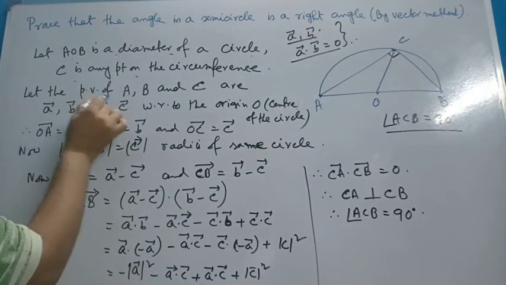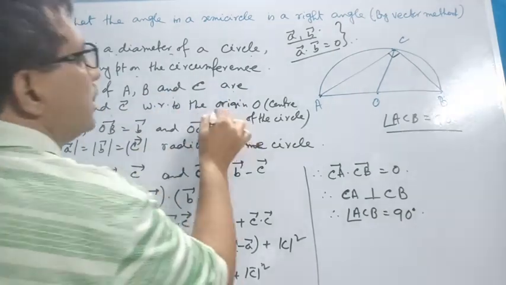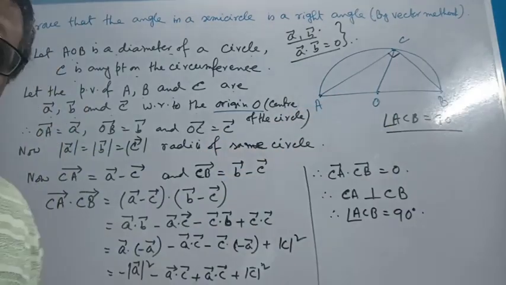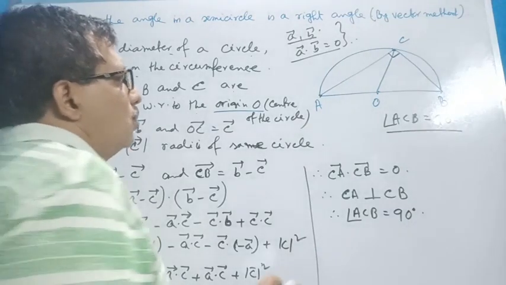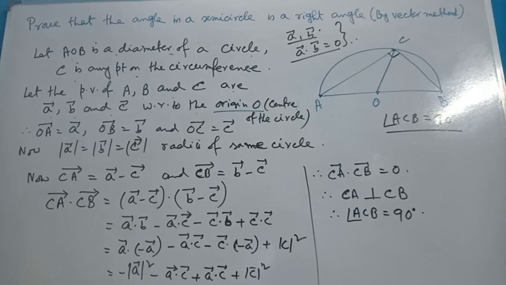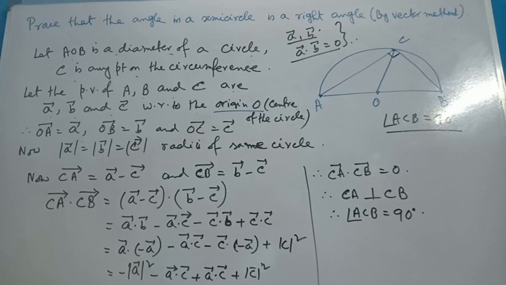Next, let the position vectors of A, B and C be a, b and c with respect to the origin O, where O is the center of the circle. If we choose this, then our calculation is easy. If we choose a point other than the center, it's no problem at all; the proof will be completed, but the calculation is not so easy. So with respect to the origin O, we let a, b and c be the position vectors of the three points.